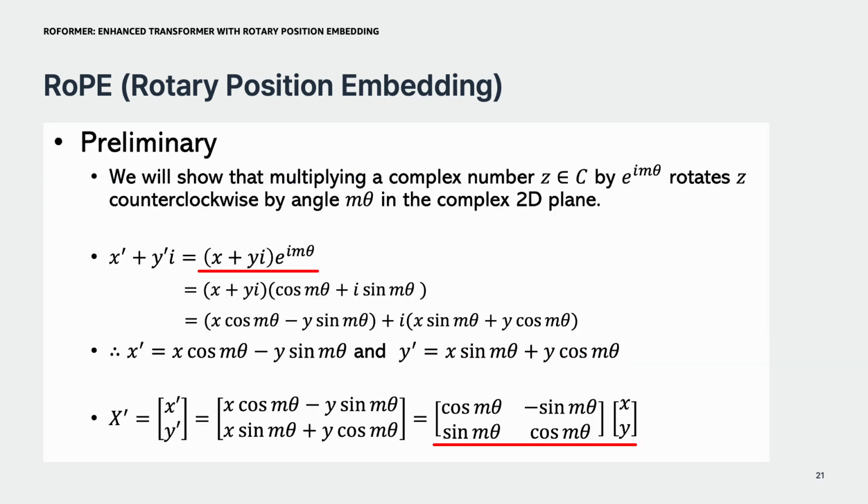When a vector is rotated by an angle of m theta in the complex plane, it can be represented as shown by the first red line. Mathematically, this results in new coordinates x prime and y prime, which are expressed as follows. If we rewrite x prime and y prime in terms of matrix multiplication, we obtain the second red equation, which is known as the rotation matrix.